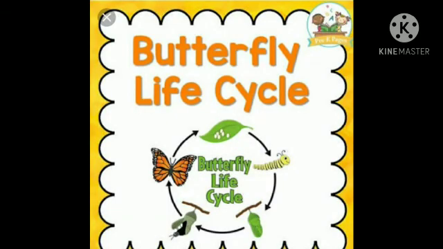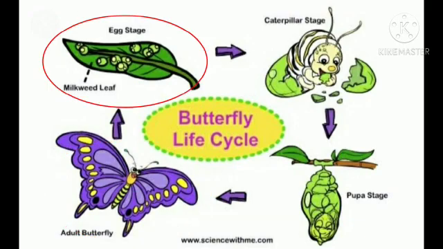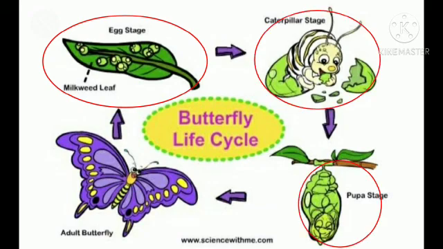Let's learn about the life cycle of a butterfly. See the picture. First it is in the egg stage. Then it moves to the form of a caterpillar. Then it becomes a pupa. Later it changes to an adult butterfly.